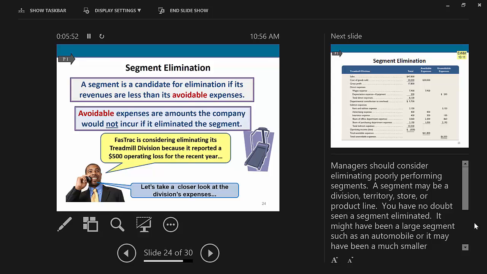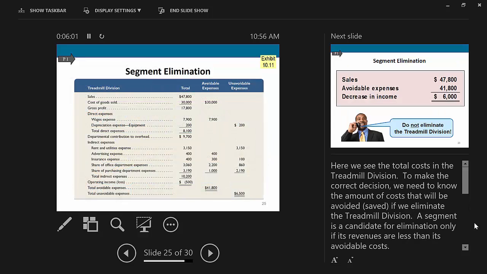He's saying let's take a closer look at it to see if we want to get rid of it. So we're only going to consider what? Avoidable cost here. We take a look, and they've given us our revenue and the cost of goods sold. We have our gross profit here of $17,800, and then we have our operating expenses, our direct expenses, our indirect, and there's that operating loss down there of 500.